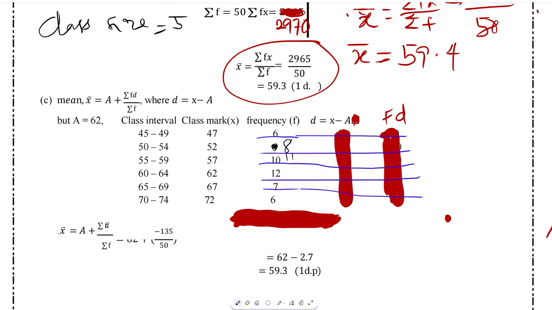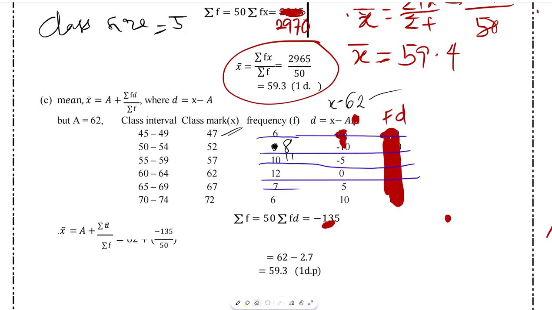D is just what? X minus A, and your A is already 62. So you're going to do X minus 62. Do you understand that now? So that means 47 minus 62. This part will not change. It will just be the same, since it is X that I'm using, not the F. It is the F part that would change.